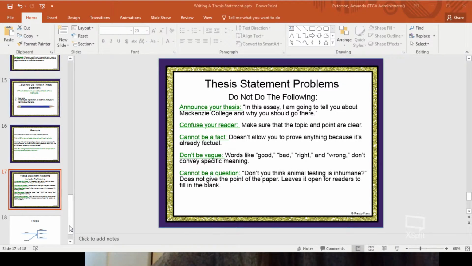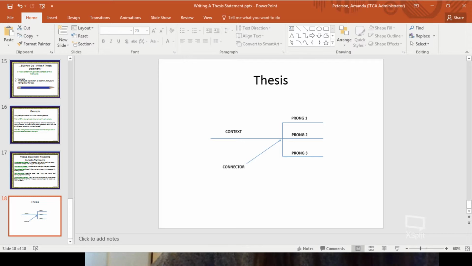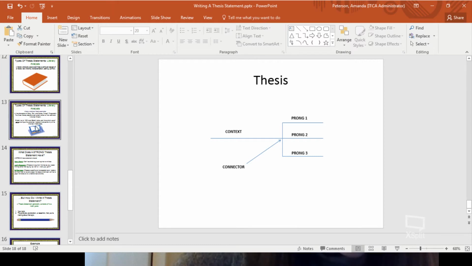Okay, now in this next thing, I'm going to just touch on it real quick here. For your thesis, you can also think about 3-pronged theses or 3-point theses. I love these. You can also work up to them, but they have context. This is your topic, okay? And then a connector like however or therefore, and then prongs. These are the 3 different points of your paper. So I can show you an example of this.